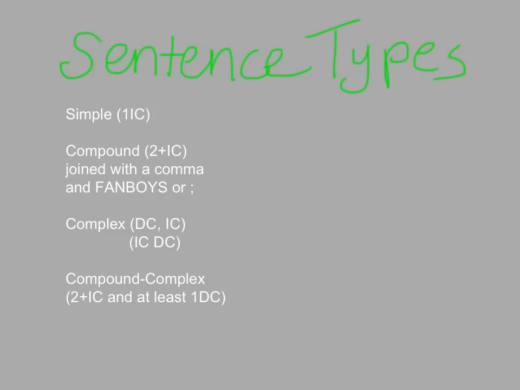Alright, lastly, sentence types. Simple is one independent clause. Compound is at least two independent clauses joined with a comma. Don't forget that, and a FANBOYS conjunction. Or you can just join them together with a semicolon without a conjunction. And then complex, you can either do DC, comma, IC, or IC, DC with no comma. And complex is, you can have as many DCs as you want, but there's only one independent clause, IC. And then compound complex is two or more ICs and at least one DC.